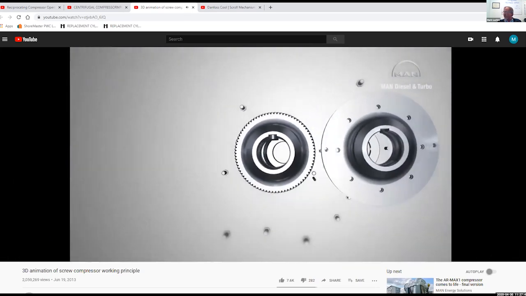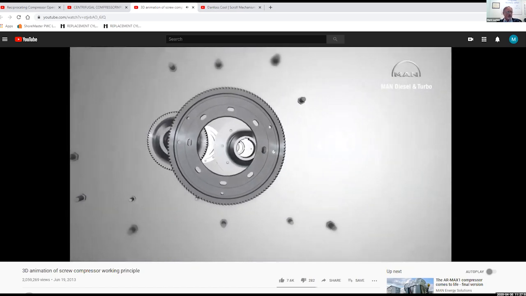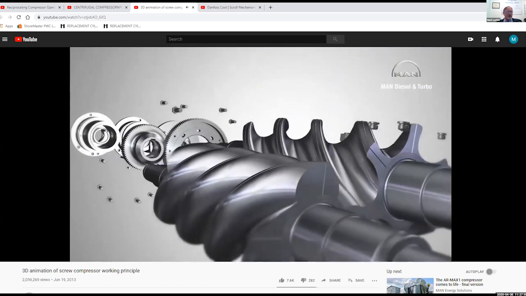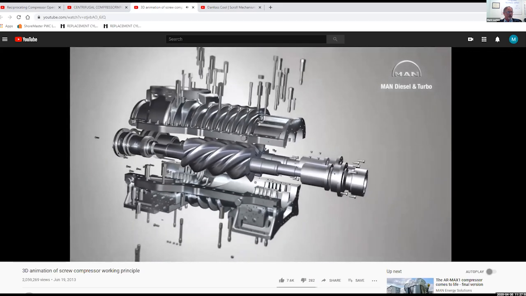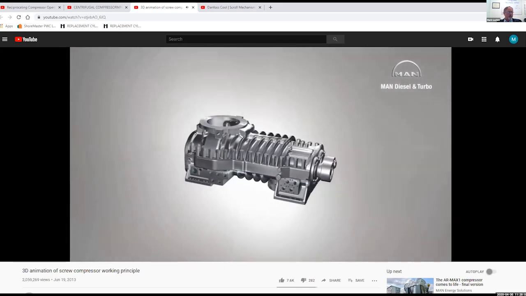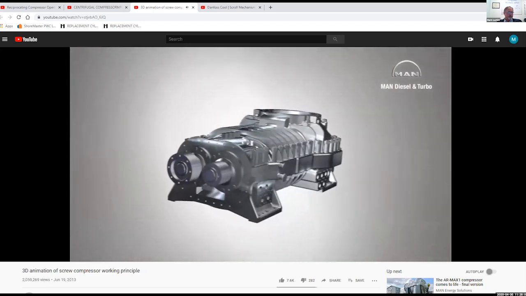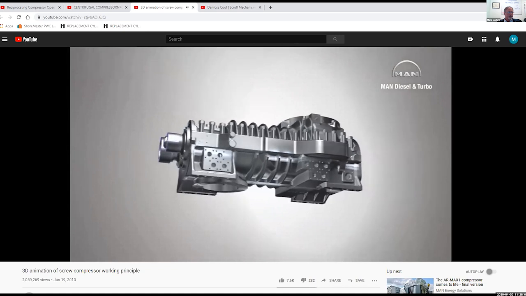MEP Diesel and Turbo manufactures tailor-made process gas screw compressors for customers, a modular system of tried and tested components guaranteeing the utmost reliability. Depending on its size, a compressor stage can suck in and then compress volume flows of between about 200 and 100,000 cubic meters per hour.